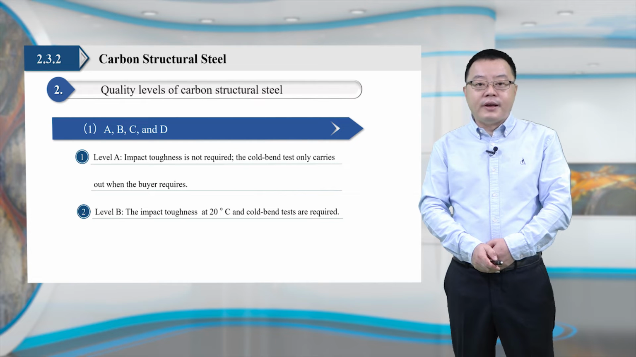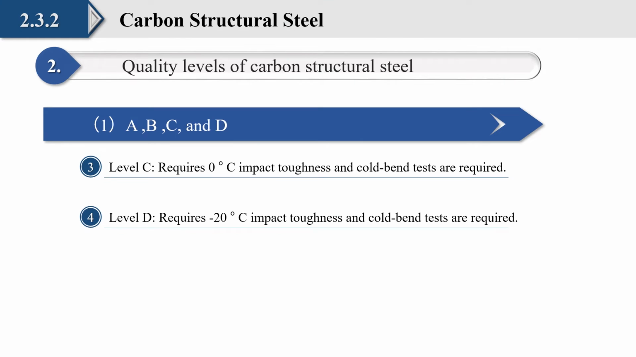For level B, impact toughness at 20 degrees Celsius and the cold bend test are required. Following the previous content, for level C, impact toughness at 0 degrees Celsius and the cold bend test are required. For level D, impact toughness at negative 20 degrees Celsius and the cold bend test are required.